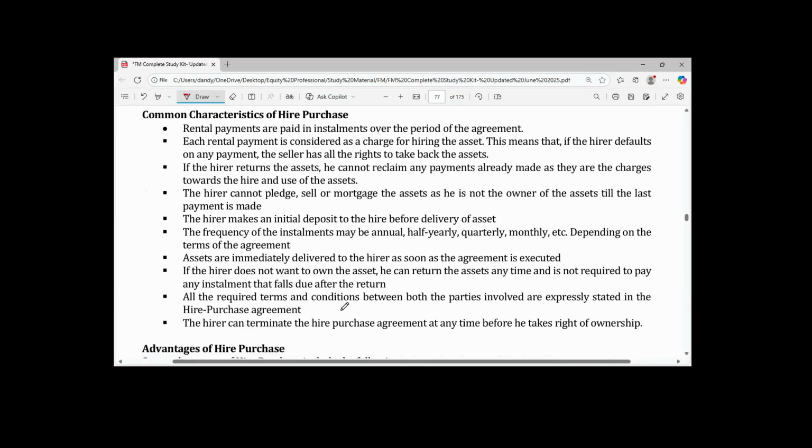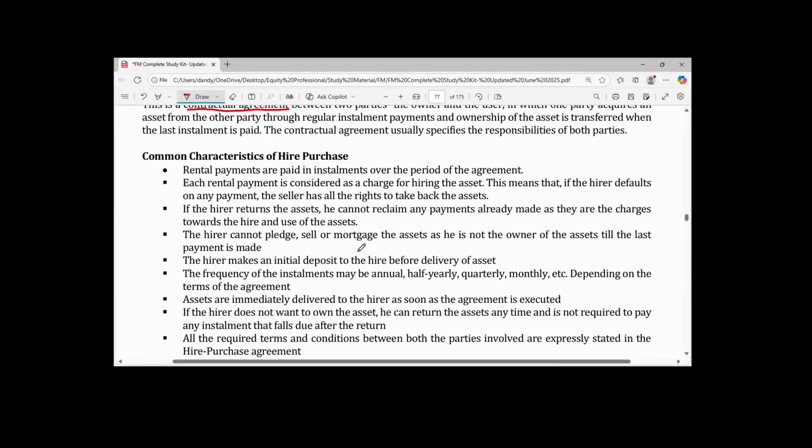Now, what are the key features? I'll just mention the key features of hire purchase. One is that the rental payments are in installments over the period of the agreement. Okay, the annual rental payment that the user will pay to the owner, in the form of installments. Of course, the lease agreement will show the amount the user will be paying to the owner of the asset on a yearly basis or periodically. All right, it could be every 3 months, every 6 months, or every year, but it must be there in the agreement.